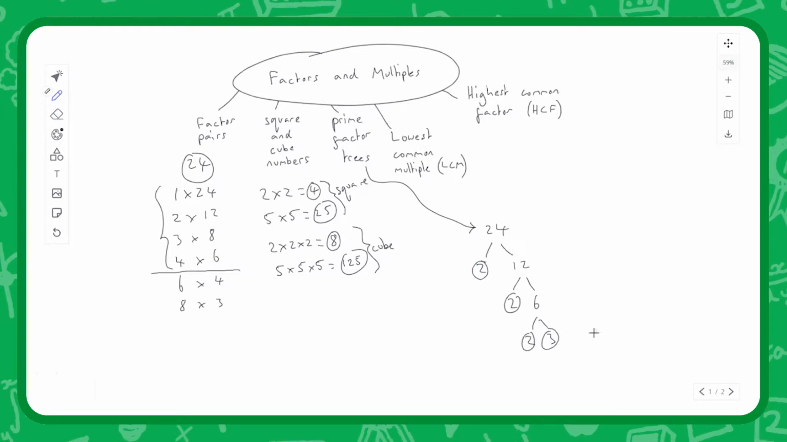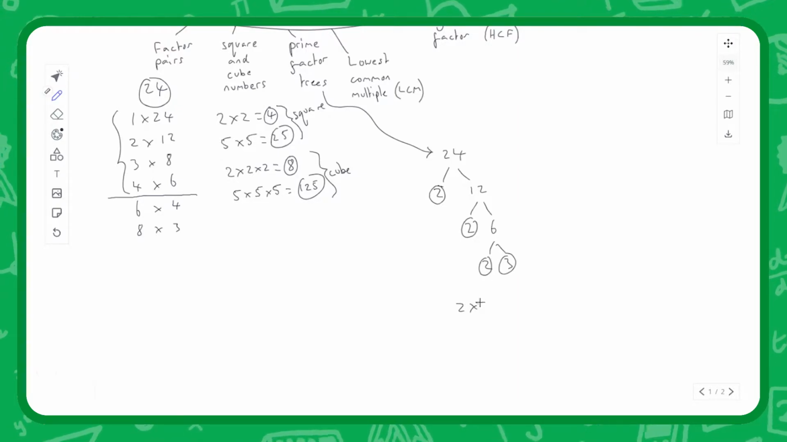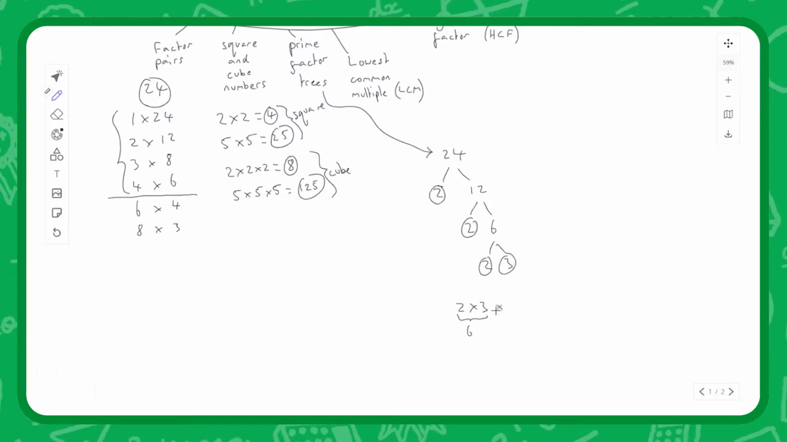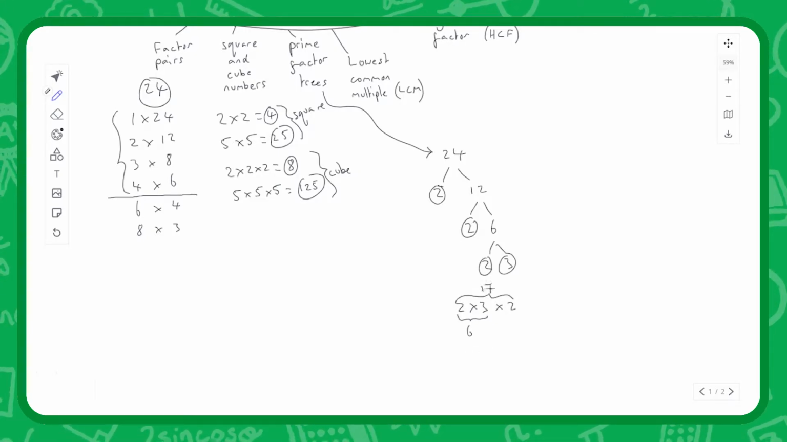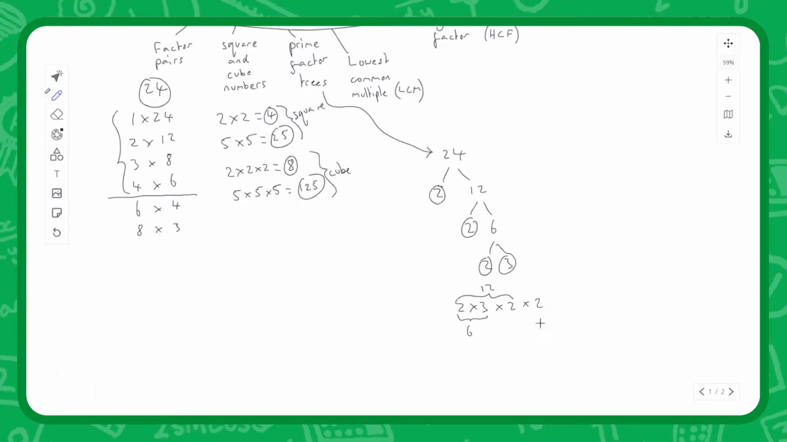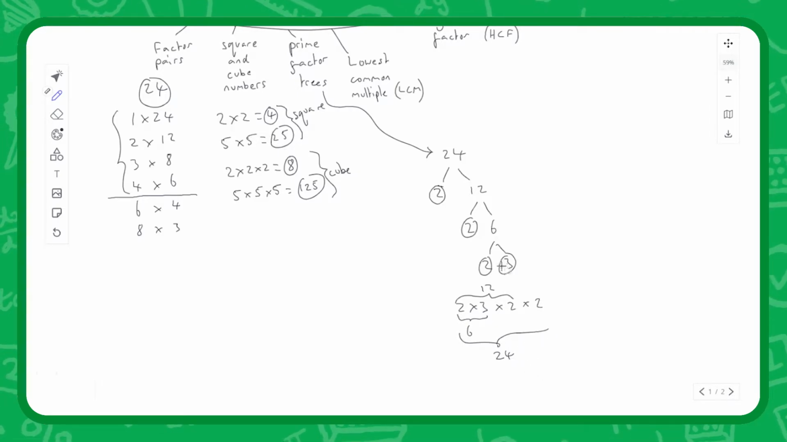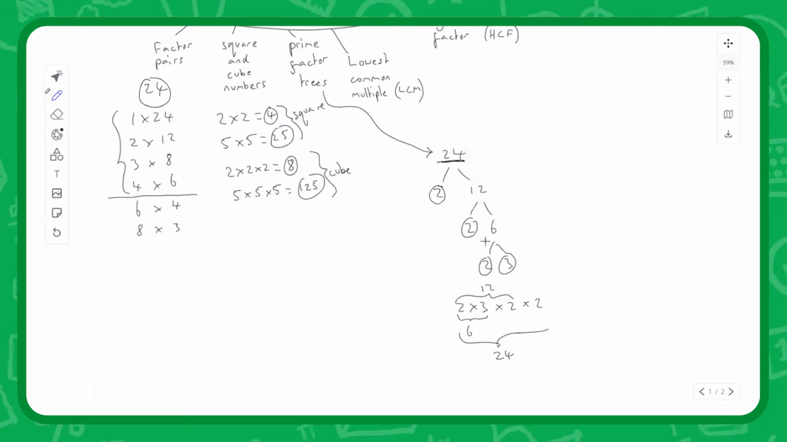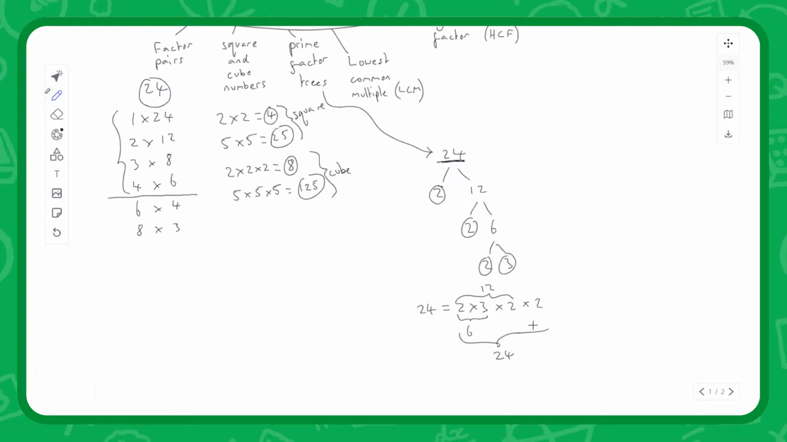And I can work my way back up this tree, right? I know that if I do 2 times 3, I get 6. And I know that 6 times 2 gives me 12. So this whole thing is 12. And I know that 12 times 2 must give me 24. So this whole thing gives me 24. And so I can multiply together the prime factors of a number and get back to my original number. So I can always represent the original number as the product of its prime factors.